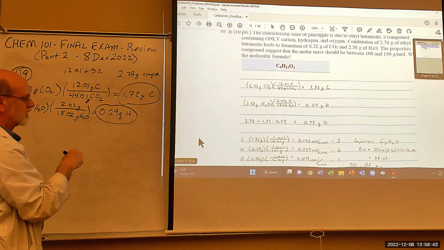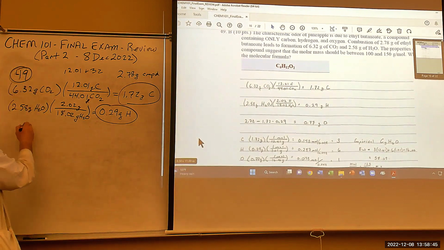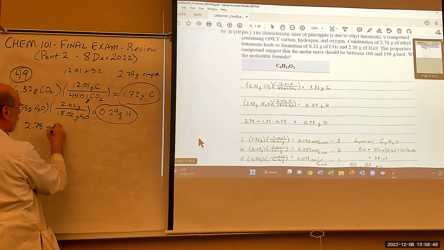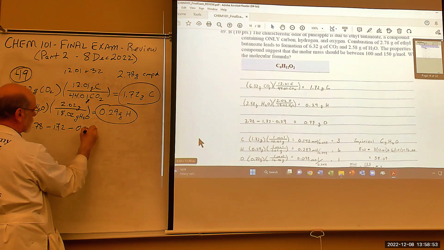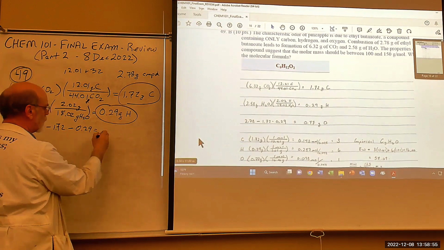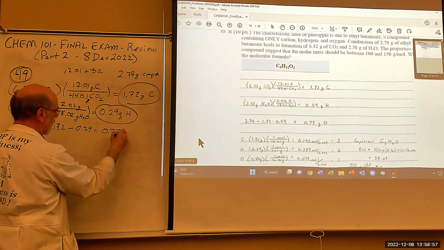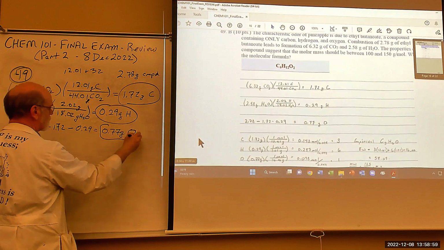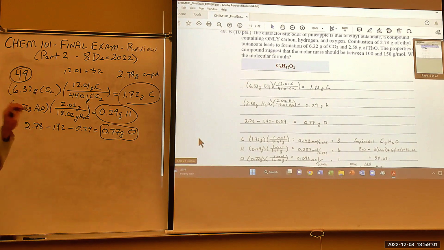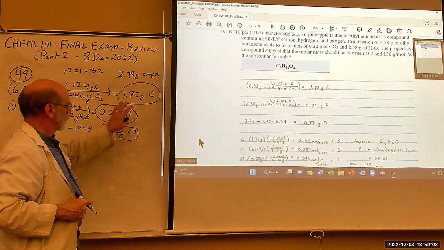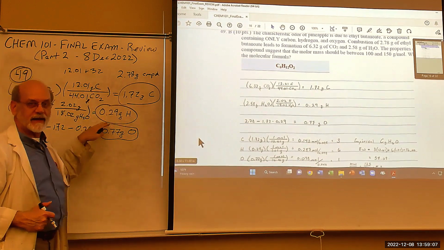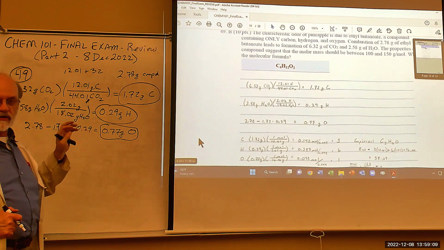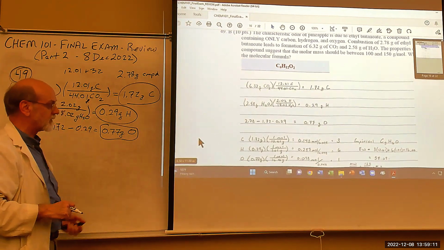So how much oxygen is there? Well, that's the whole compound, and this is how much carbon it is, and this is how much hydrogen it is. So what's left over? 0.77 grams of oxygen. There you go. Now you have the mass ratio of these elements in the compound. And we know how to determine the empirical formula from that.